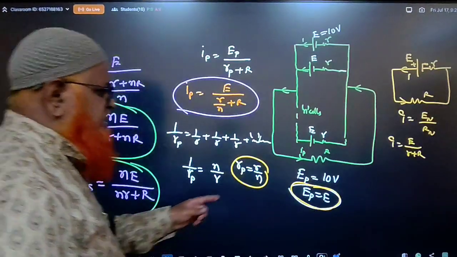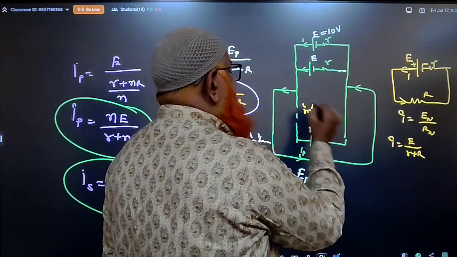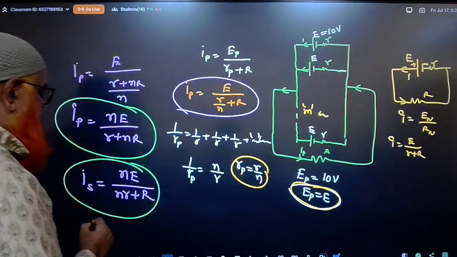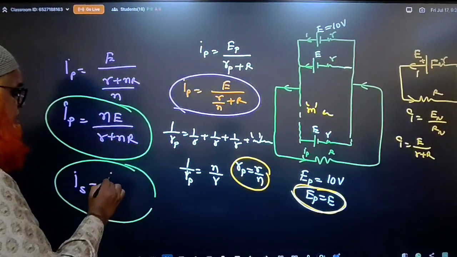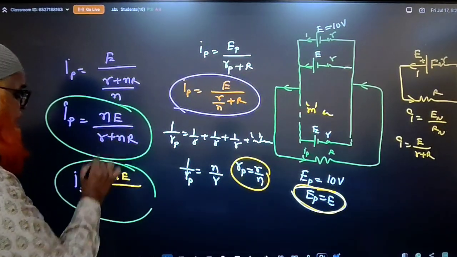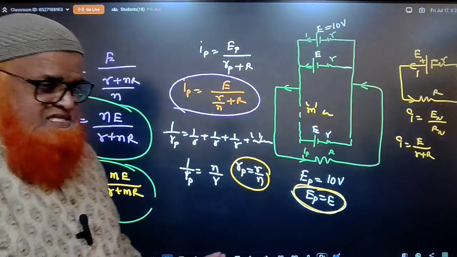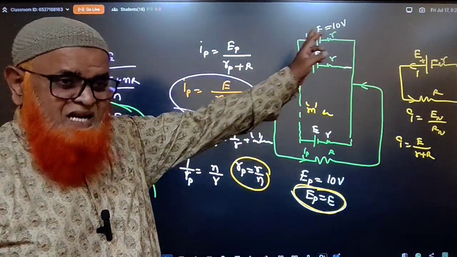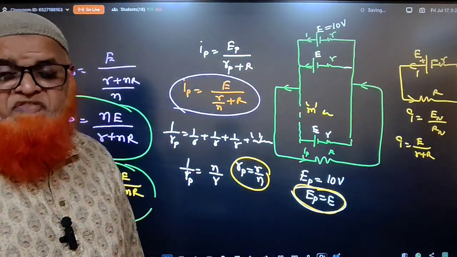Now, instead of taking n cells in series, if you take m cells in parallel, what is your final formula here? M into capital E by R plus M into capital R. To show the difference, that n cells are in series, m cells are in parallel.